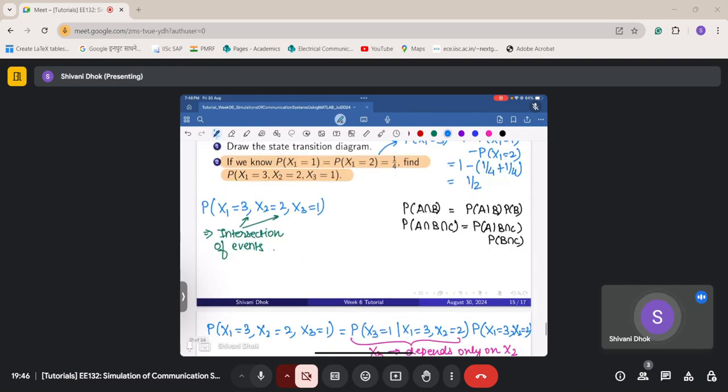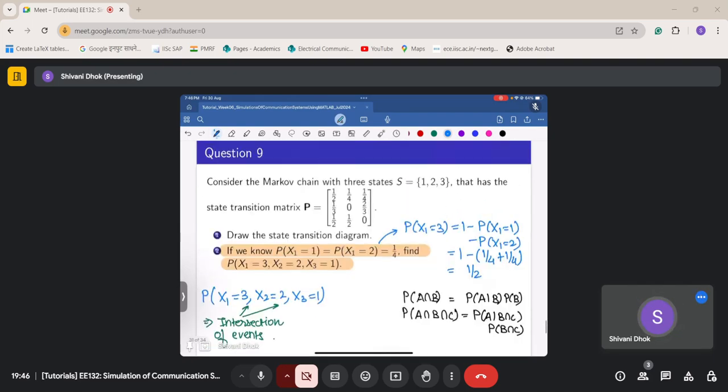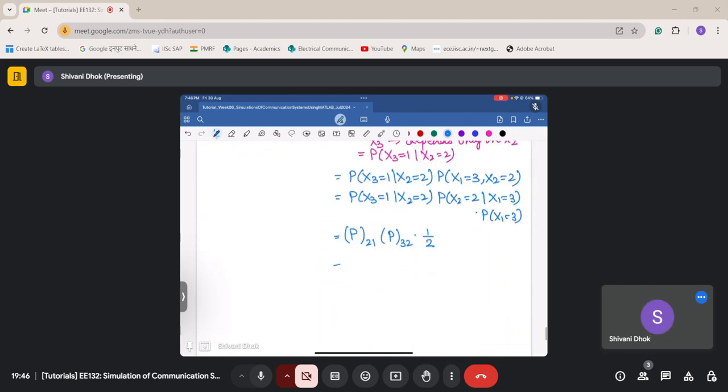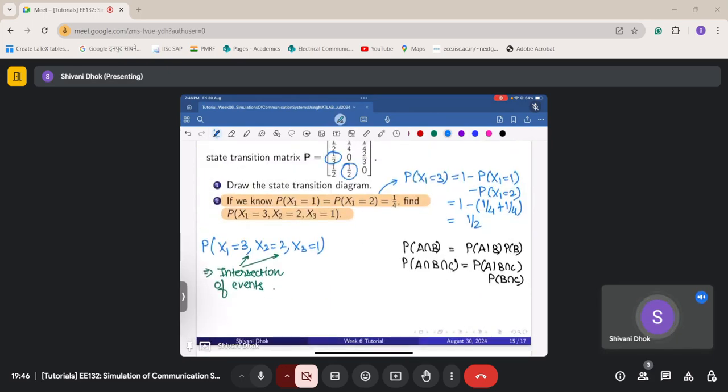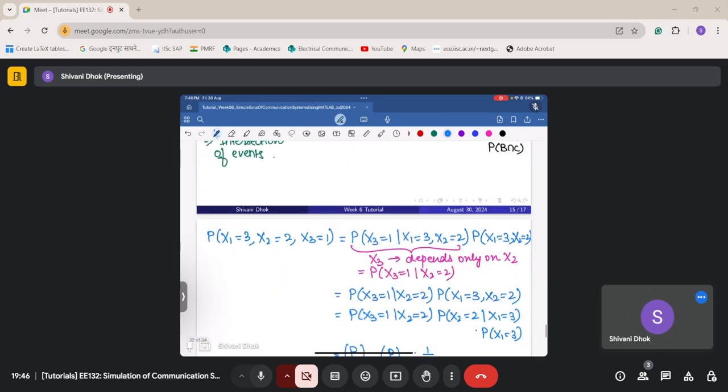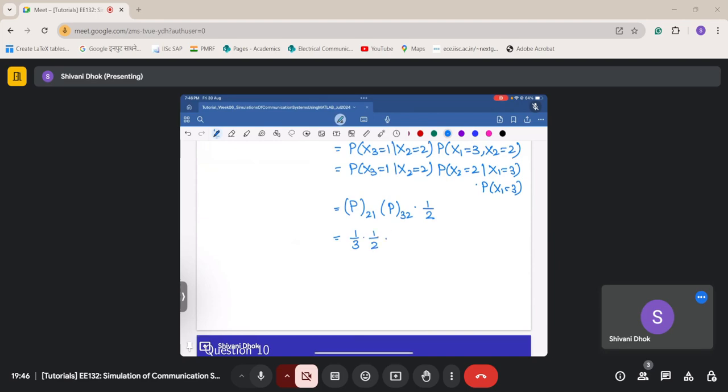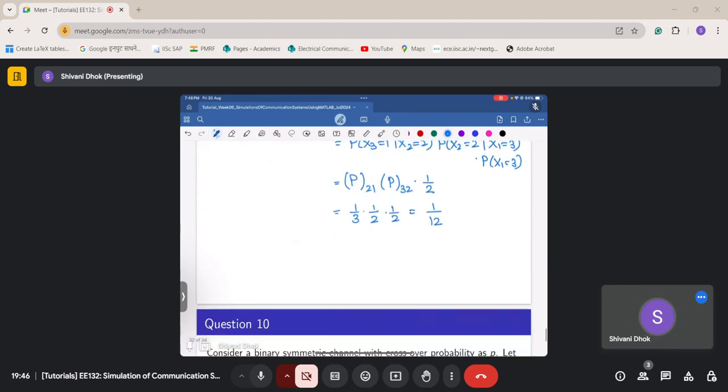Now what is the (2, 1)th entry of your state transition diagram? (2, 1) is 1 by 3, times (3, 2) is 1 by 2, times 1 by 2. So this comes out to be equal to 1 by 12. Therefore, the probability that x1 equal to 3, x2 equal to 2 and x3 equal to 1 comes out to be 1 by 12.